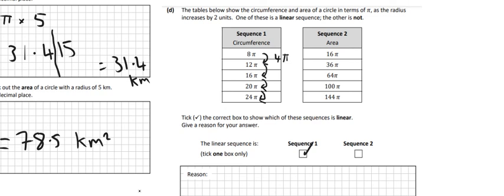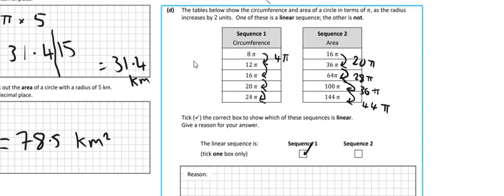So we can just check for the second one there. The difference between 16 pi and 36 pi would be 20 pi. That's the difference there. 36 pi up to 64 pi, the difference there is 28 pi. And then from 64 pi up to 100 pi, the difference is 36 pi. And then from 100 pi up to 145 pi, that difference there is 44 pi.